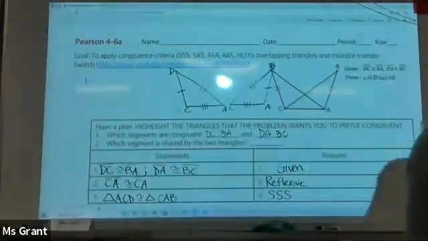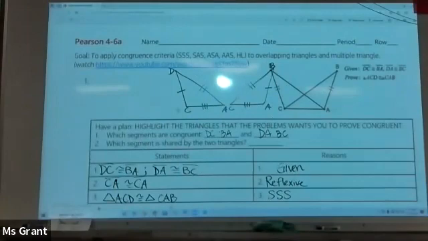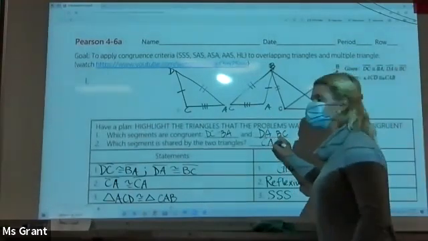You what? Which segment is shared by the 2 triangles? Which segment is shared by 2 triangles? Oh, CA. I had someone say it out loud in class.